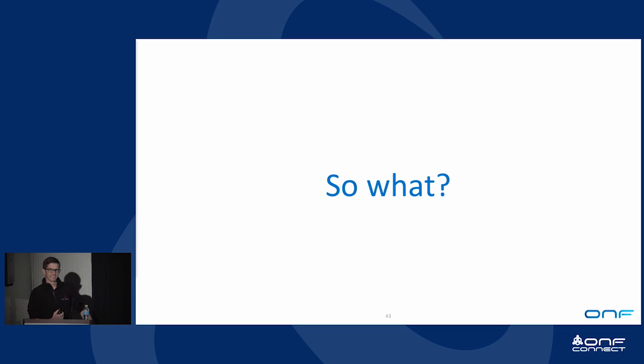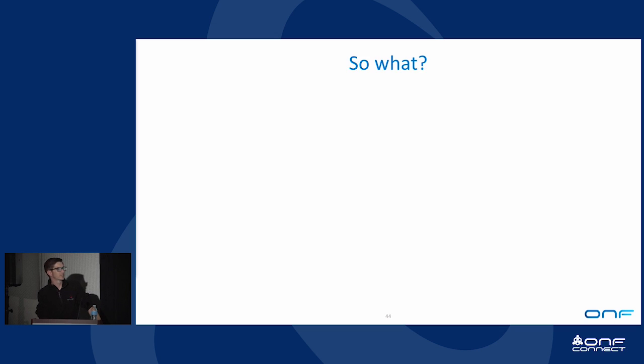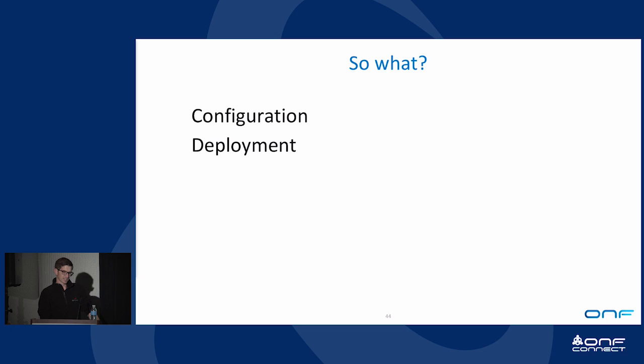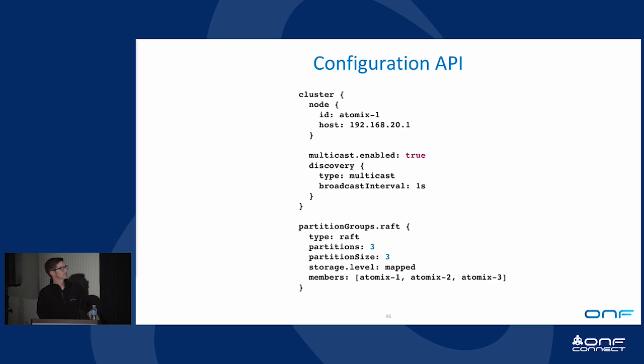So what? This is all a bunch of stuff that was basically in ONOS so far that's just been moved over to Atomix, and it's not that exciting. Well, there are two things that differentiate the work that's been done in Atomix from what existed in ONOS in the past. Number one is configuration, and the second one is deployment. I'll talk about each of these and how each supports the tenets I outlined for Atomix.